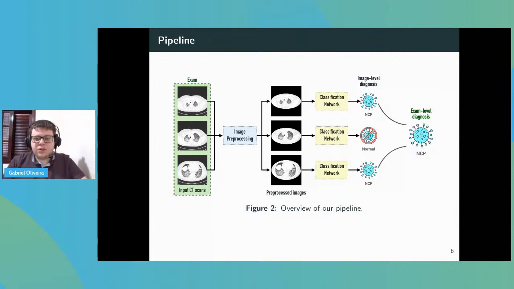And here we consider two kinds of level diagnosis. The first one is the image level diagnosis. That is, we can make the prediction considering only one slice for one patient. And with that, we can also make the exam level diagnosis, considering all the slices of the same patient to make the final prediction of the exam. And in both of them, we make the classification considering these three classes: normal, common pneumonia, and COVID-19.